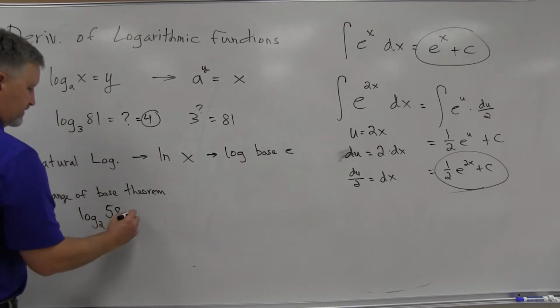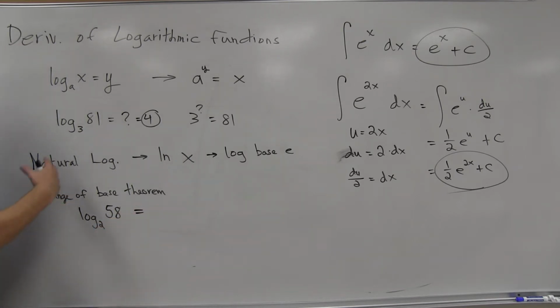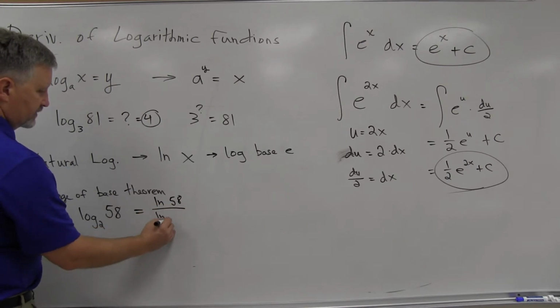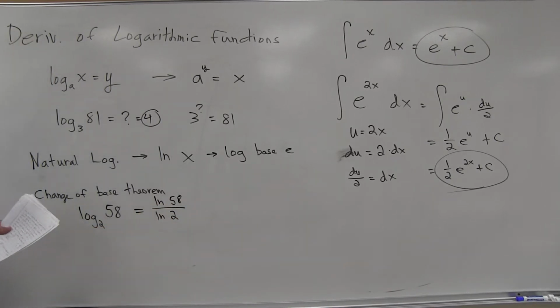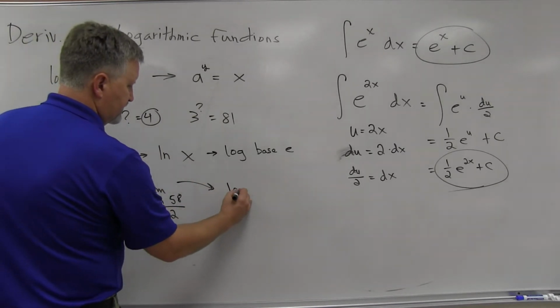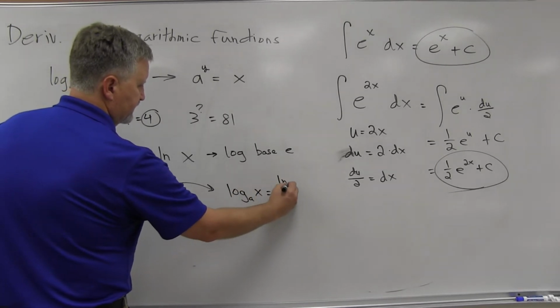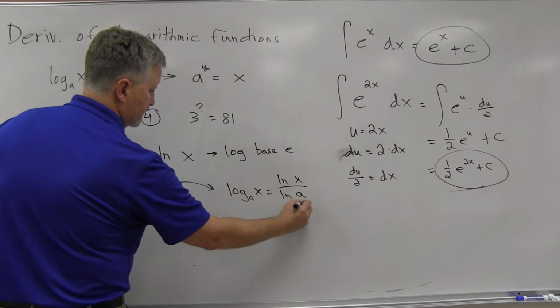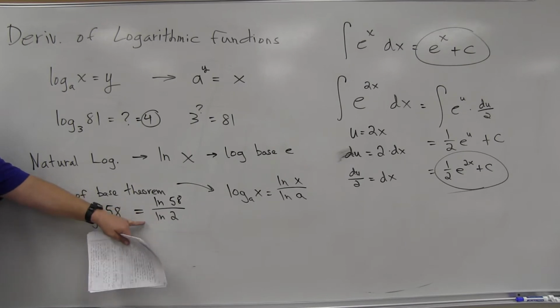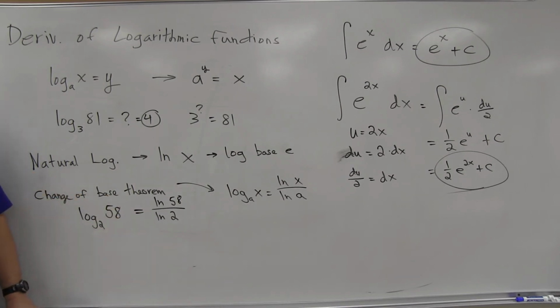However, with this change of base theorem, what it says is you can change the base to natural log or anything you want it to be, but here's the way you do it. You do the natural log of 58 divided by the natural log of 2. The change of base theorem is log base a of x equals ln of x divided by ln of a. So you can do that with any base logarithm, because that gets it to common logarithm or natural logarithm. You do the same thing with common logarithms too. We may use that.